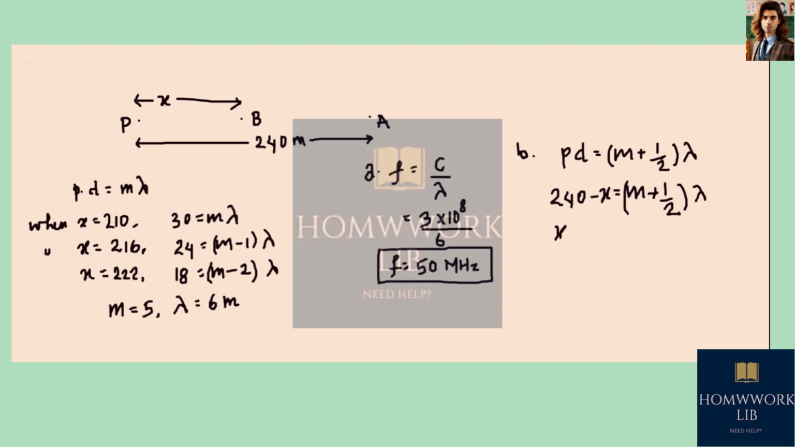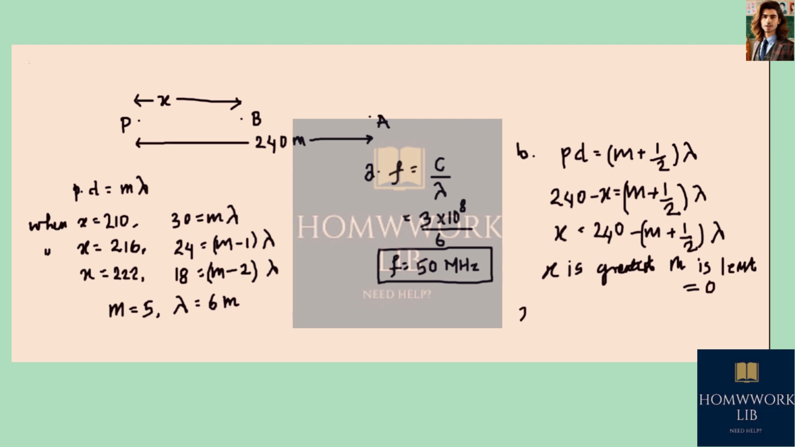So x is equal to 240 minus (m plus half) times lambda. Now we want to calculate the greatest value of x. x is greatest when m is least, because we are subtracting, so m is equal to 0.